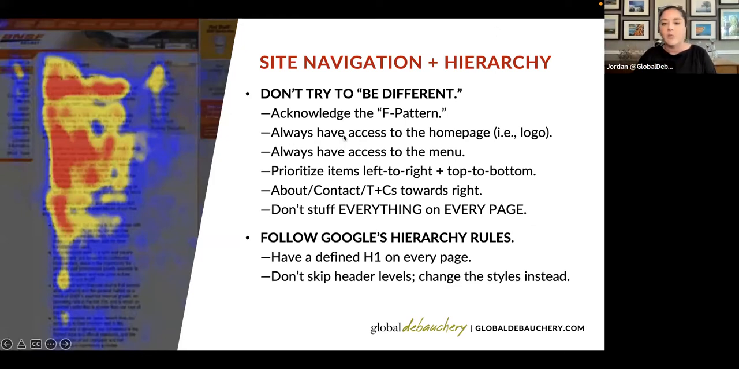So just make sure that you always have access to the home page, usually through a logo, no matter where you are on your site. You always have access to a menu. You're prioritizing your items, like what you want people to do, but also what people are coming to your site for. Left to right, top to bottom, that's the F pattern. You usually find about, contacts, terms and conditions towards the right. And don't try to stuff everything on every page. Make it appropriate.